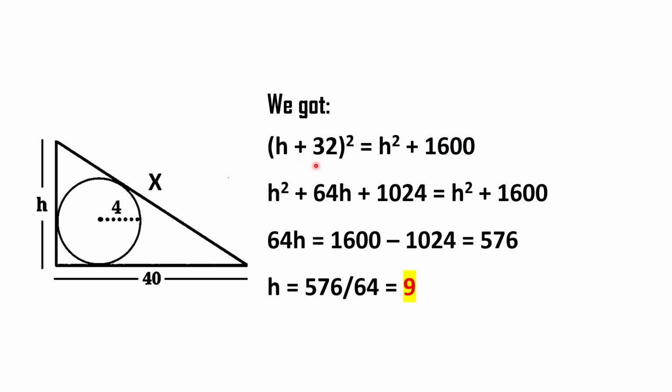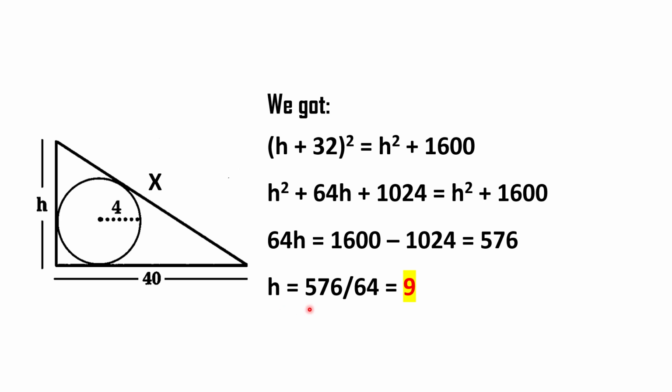On the left side you expand according to a plus b whole square: h square plus 64h plus 1024 equals h square plus 1600. H square will cancel from both sides. So 64h will be equal to 1600 minus 1024, that is 576. So h will be equal to 576 divided by 64, that is 9. So the required altitude is 9 units.